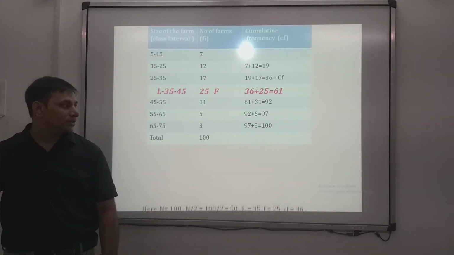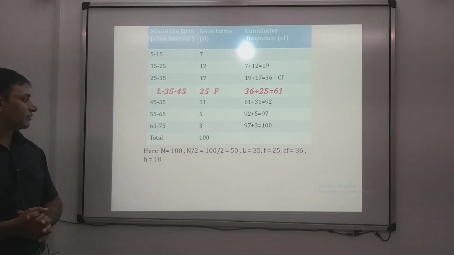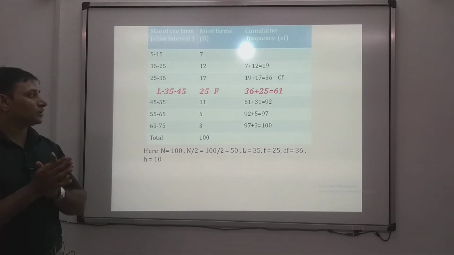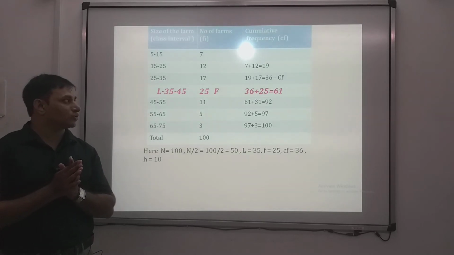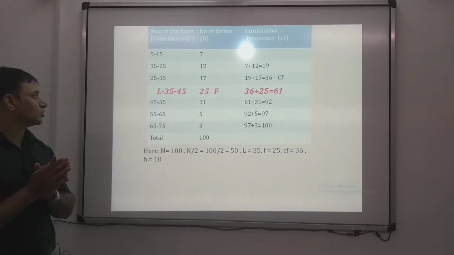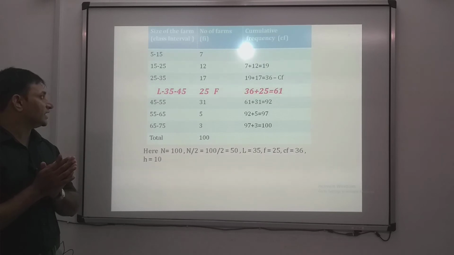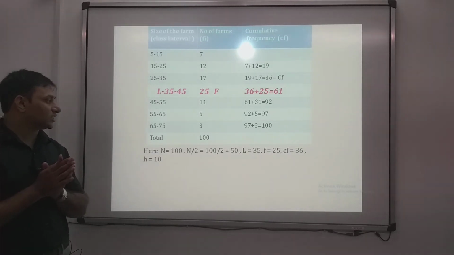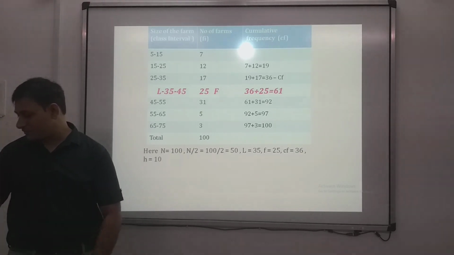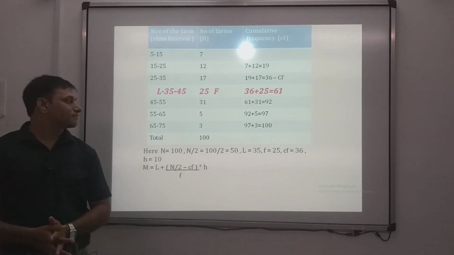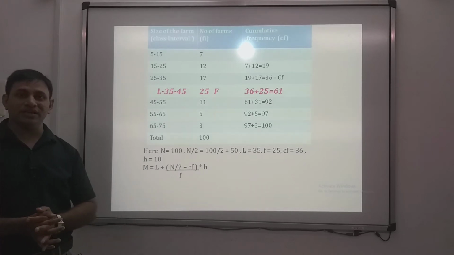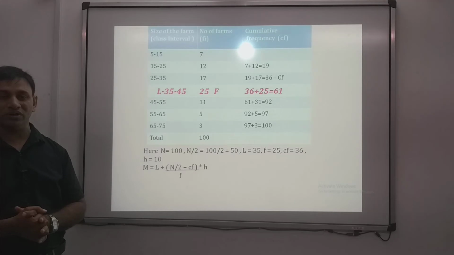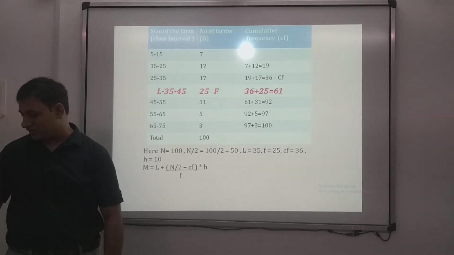Put these values in numerical form. Here N by 2, that is 100 divided by 2, is 50. Now, as I have said, we have to look at the cumulative frequency, and on that basis we come to know the median class, and then we come to know the lower limit. I have put all the things over here from the table. Put the formula. The formula is nothing but median is equal to L plus (N by 2 minus CF) upon F into H. Put the values one by one.